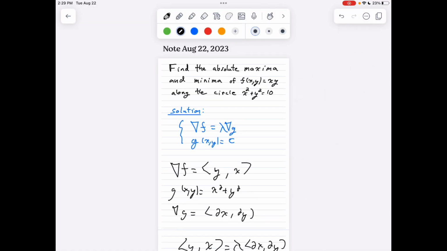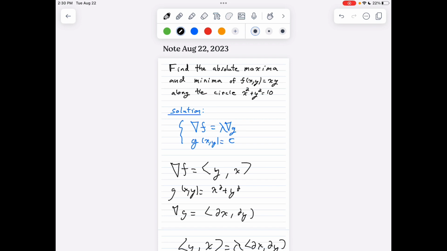All right, hello everyone. So in this video, we'll be covering how to find the absolute maxima and minimum of a function f of x, y equals xy along the circle, or something we call a constraint, x squared plus y squared is 10. All right, so in order for us to solve this, we're going to be using the method of Lagrange multipliers, which says that if you have a minimum or maximum value on a constraint, such as we have here, it has to satisfy the set of equations you have in blue.